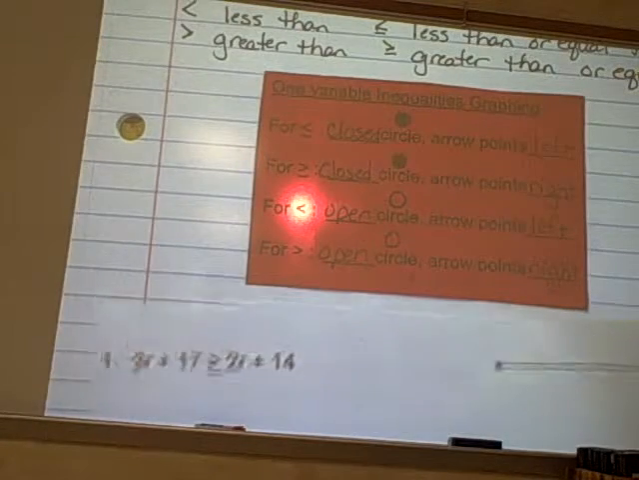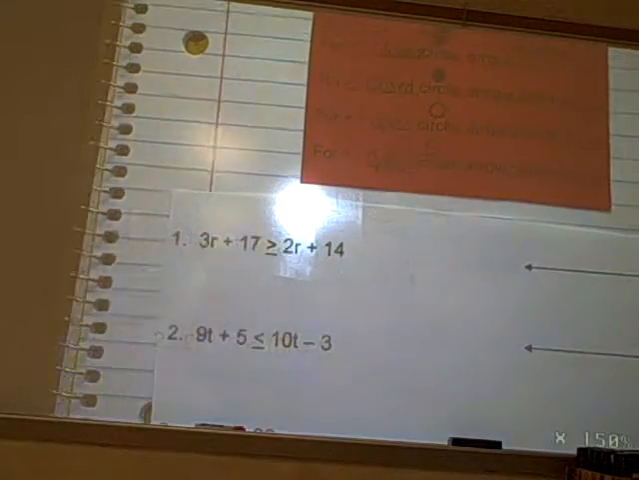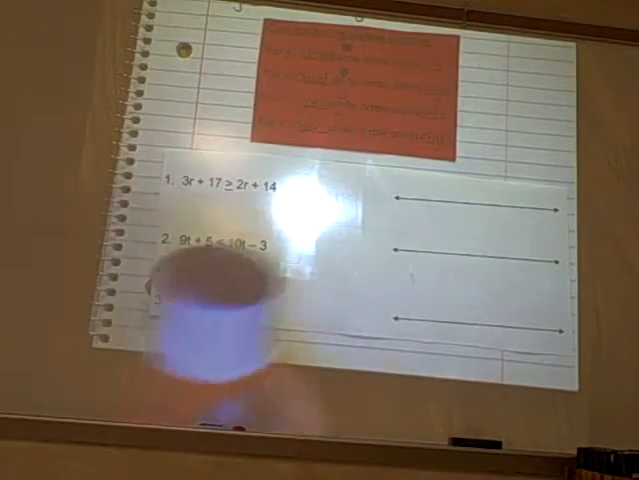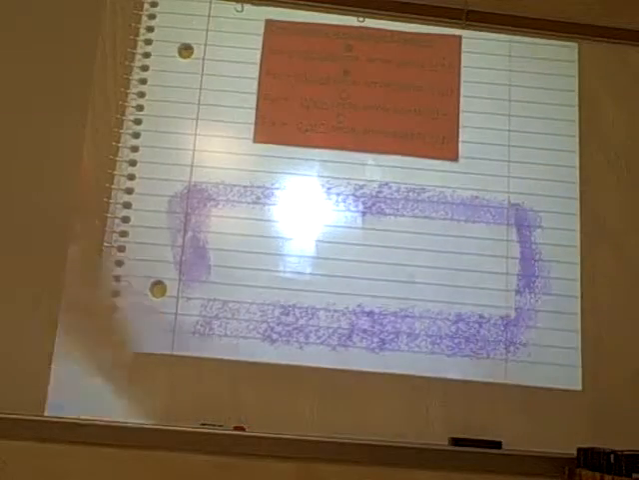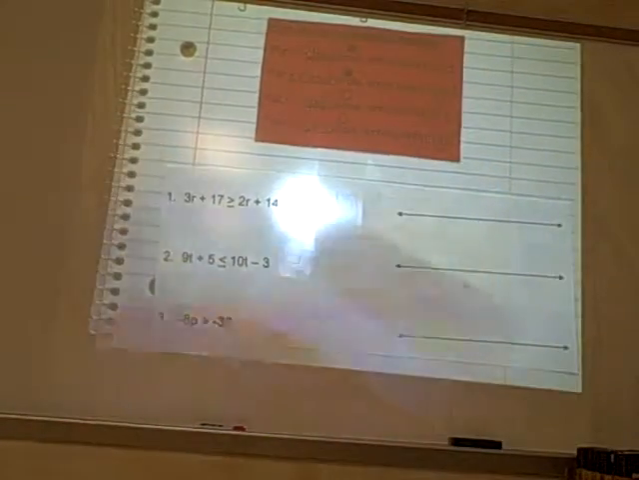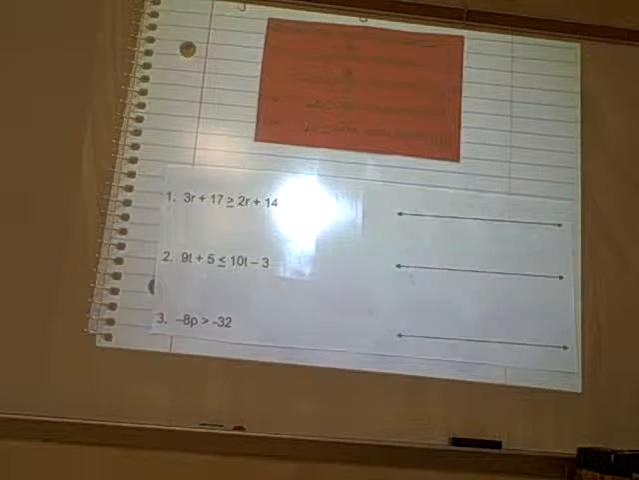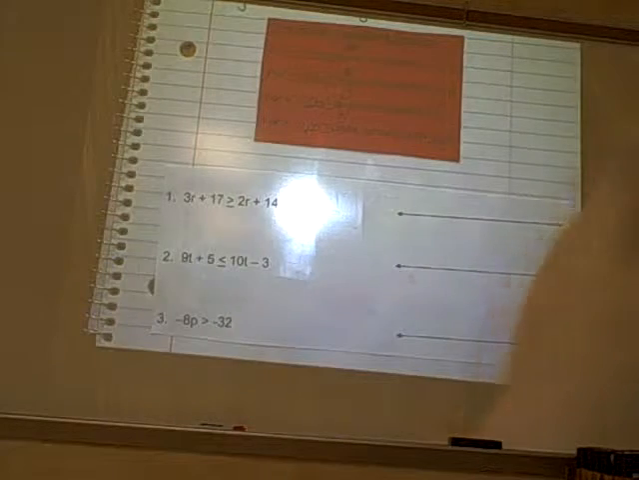So 1 through 3 is going to go down here at the bottom. I'm going to zoom back out so you can see where mine is. So 1 through 3 is going to be down here at the bottom, and then 4 and 5 will be on the top of the next page. There we go. Don't throw away 4 and 5. You're going to need those in just a second.